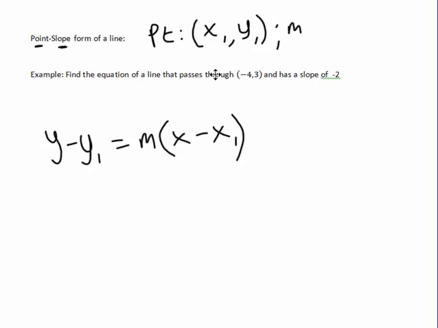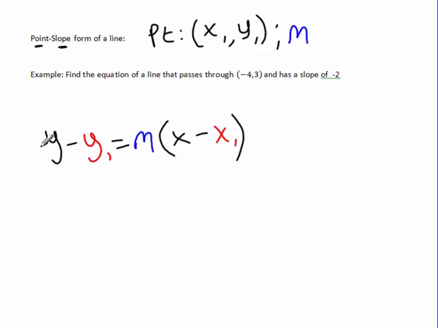So let's see how that plays out here. Let's say my m is blue.